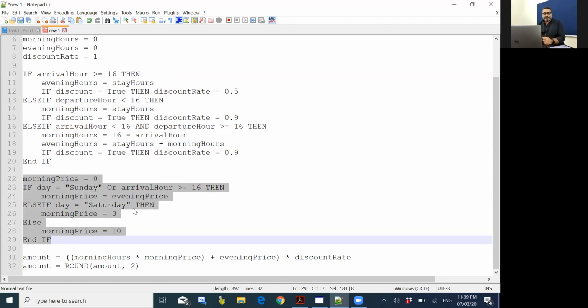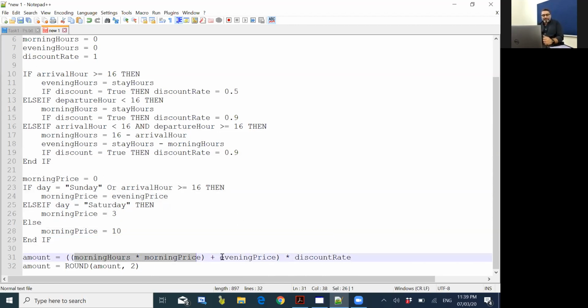Now we will multiply morning hours by morning price plus evening price. We are not concerned with the number of hours they stayed in the evening, because no matter how many or how few hours they stayed in the evening, they will be charged a straightforward 2. Our concern was morning hours. So morning hours will be multiplied by whatever morning price we have calculated.